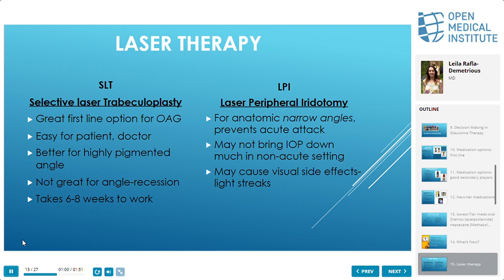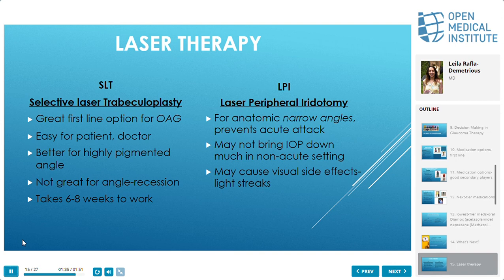For anatomic narrow angles, to prevent an acute attack or, if somebody's had an attack, to prevent further attacks. If you're doing this in a non-acute setting, you're not really going to see that much of a pressure drop, maybe a couple of points. I always warn people, especially if they have a narrow angle, they're not symptomatic, their pressure is normal, I say, listen, this is probably not going to be the end of your glaucoma story. I'm just trying to prevent you from having a glaucoma attack, but you may still need treatment for garden variety glaucoma after this.